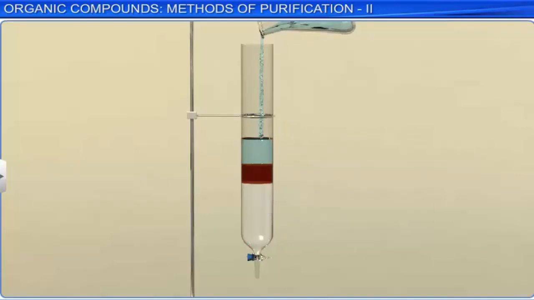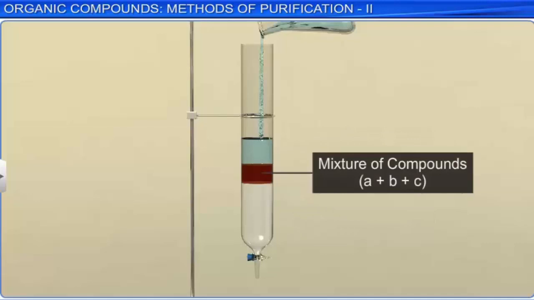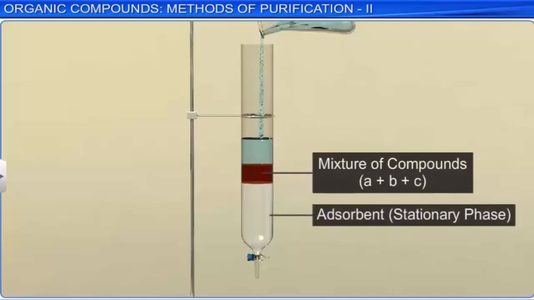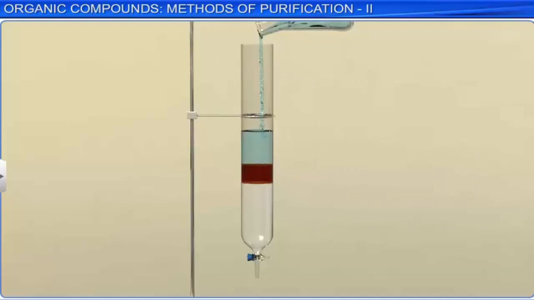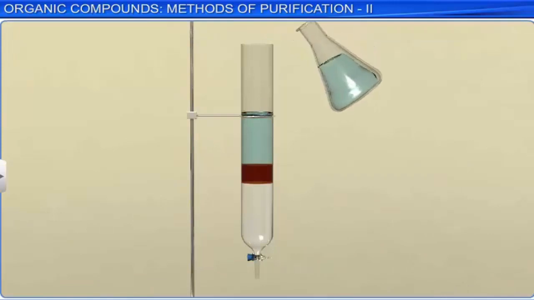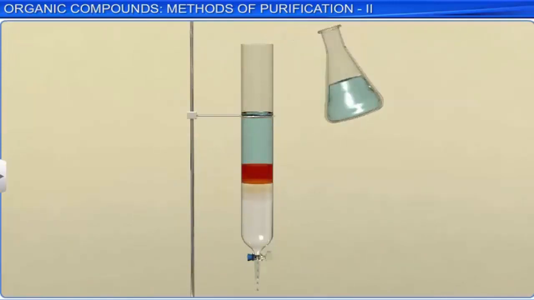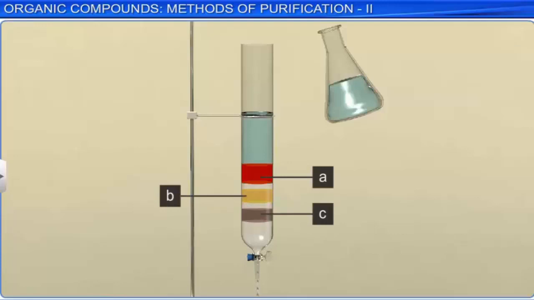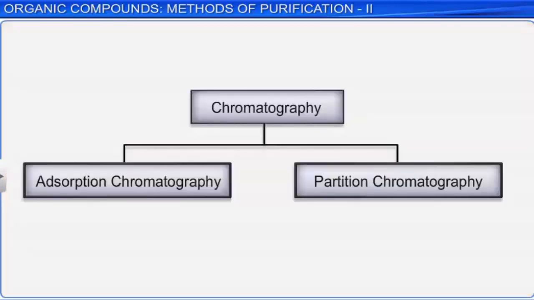In this method, the mixture of substances is applied onto a stationary phase, which may be a solid or a liquid, and a pure solvent or a mixture of solvents, or a gas, as a mobile phase is passed over it. The components of the mixture get gradually distributed between the two phases. Thus, the components in the mixture are separated from one another. Based on the principle involved, chromatography is divided into two types: adsorption chromatography and partition chromatography.